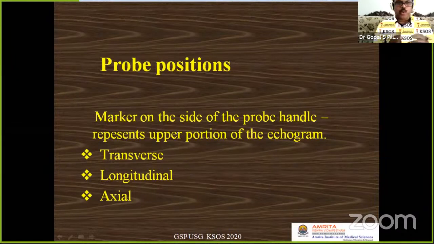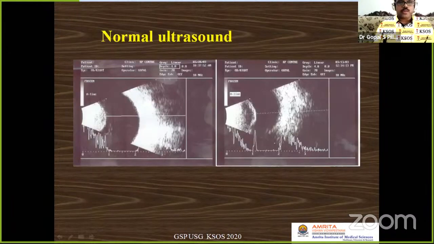There are different probe positions like transverse, longitudinal, and axial, and there is a mark on the upper part of the probe, and where that mark is, we will see it on the ultrasound as the uppermost part. That's a very important thing whenever you want to position the ultrasound. Now, a normal ultrasound looks like this.